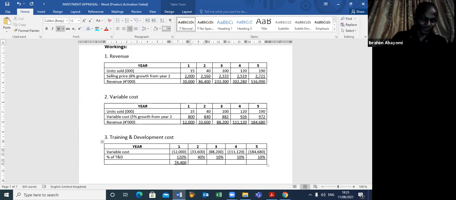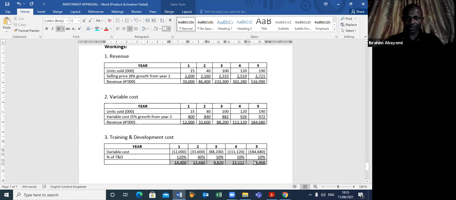40% of 33,600 will be 13,440. Now, all the remaining 10% will be 8,820 here, and this will be 11,112. Then this will be 18,468. These are the training and development costs.